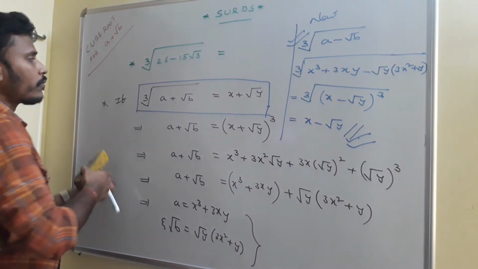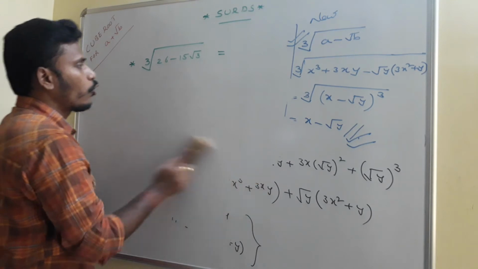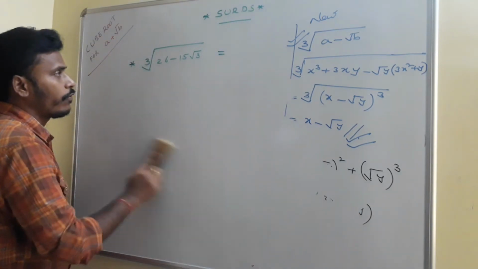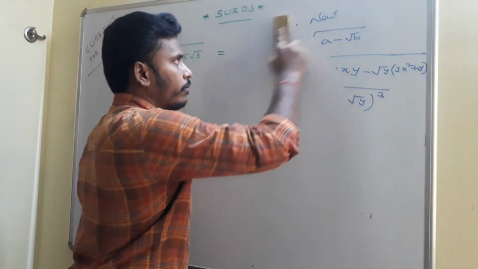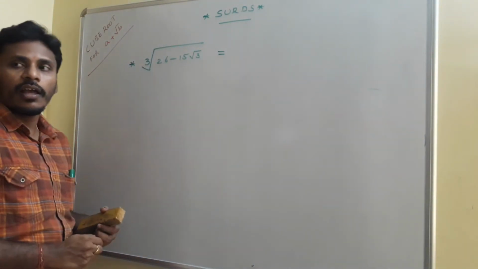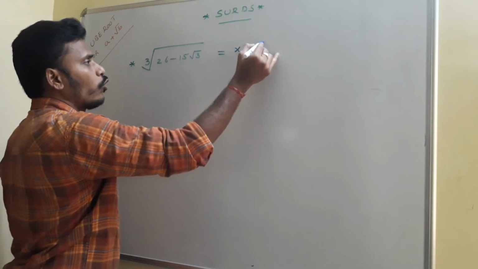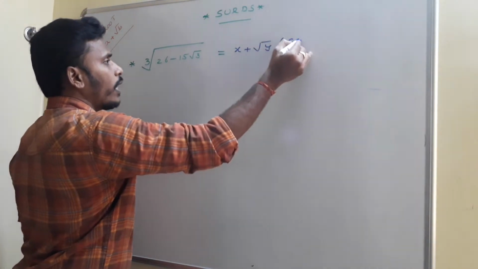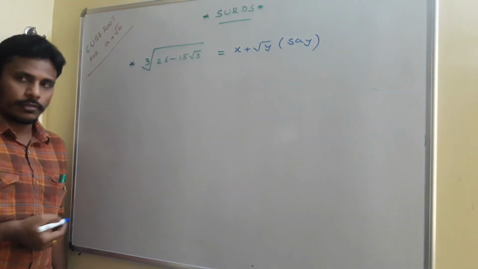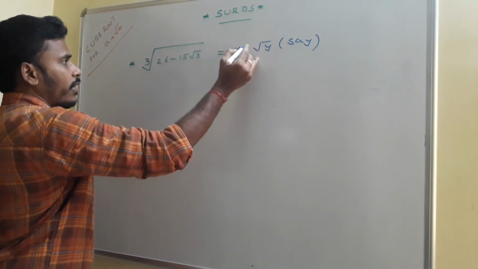Right. So now I need to find the cube root of 26 minus 15 root 3. We don't know it, so initially you need to let that cube root of 26 minus 15 root 3 be x plus root y. This is our basic supposition. Since this is minus, you need to take minus again.